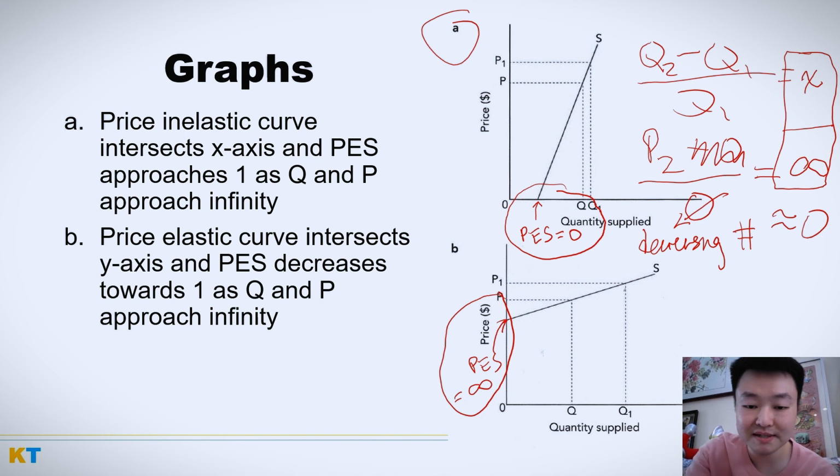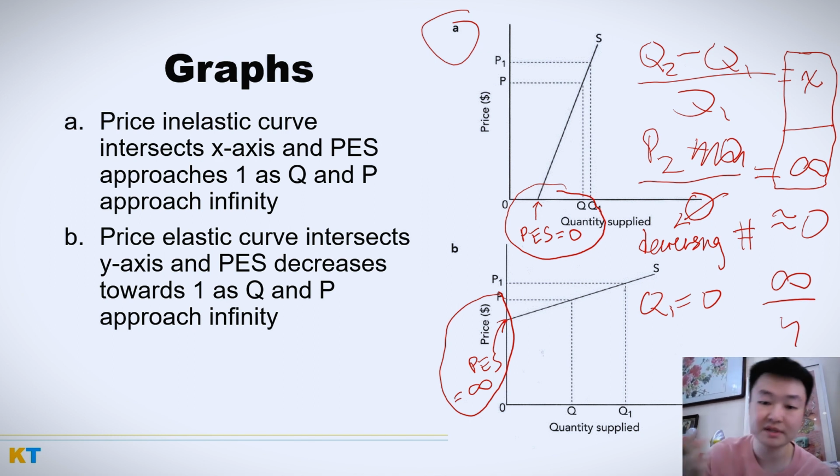Now, why is PES infinity here? Well, the same thing, but backwards, right? So in this situation, Q1 is equal to 0. And so the infinity is going to be divided by a certain y, right? And so PES is going to be infinity. If you work the math out, that's kind of how it works. I won't go too much into detail because it's way beyond the scope of what you're learning today. Conceptually, that's how it works.